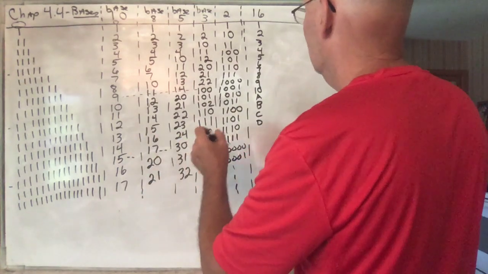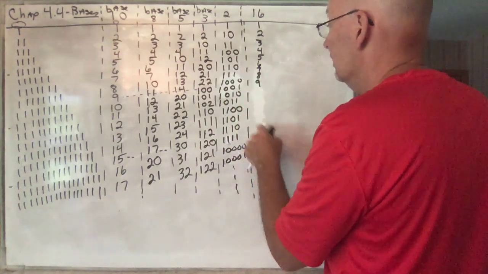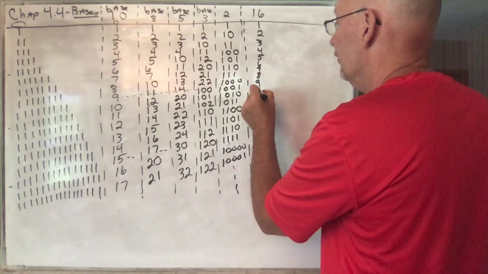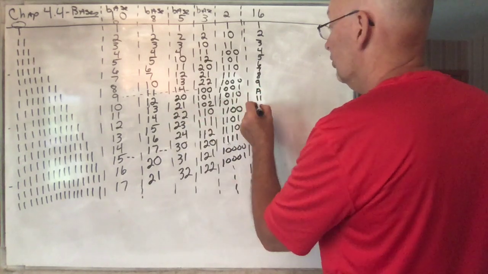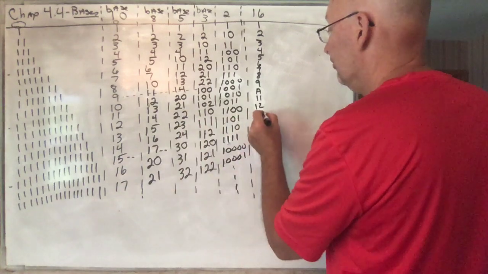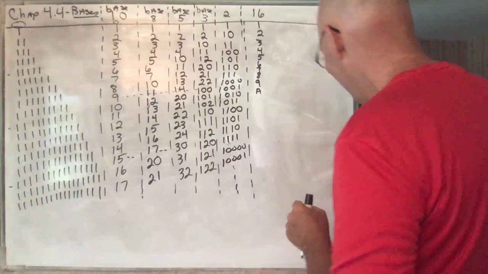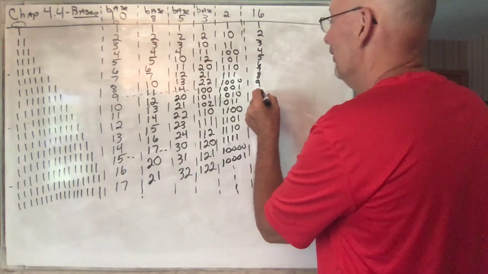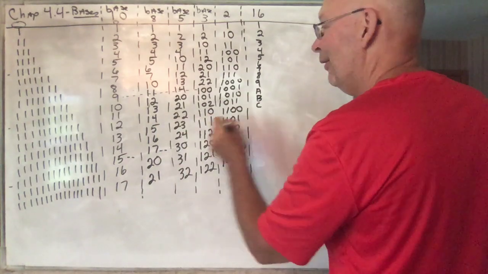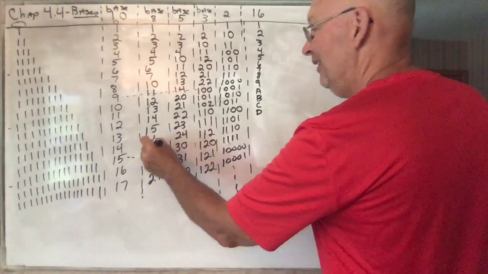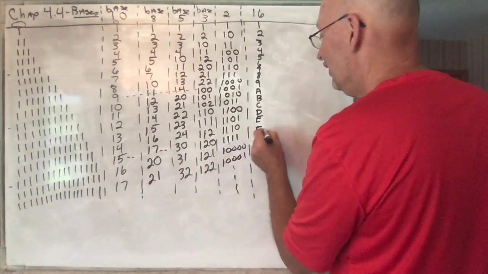Let's see. Oops, I messed up. I didn't have a 10. I needed this for my 10. 10, 11, 12, 13. Sorry. I'm thinking base 10 yet. There's 10. Here's 11. Here's 12. Here's 13. Here's 14. Here's 15.